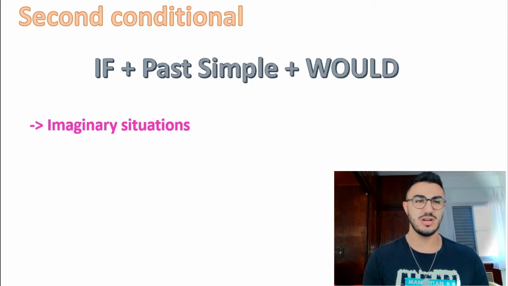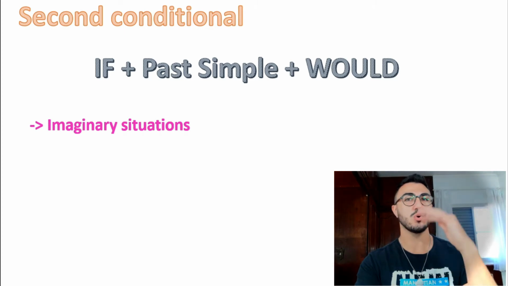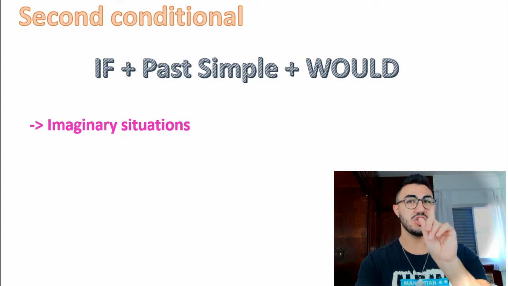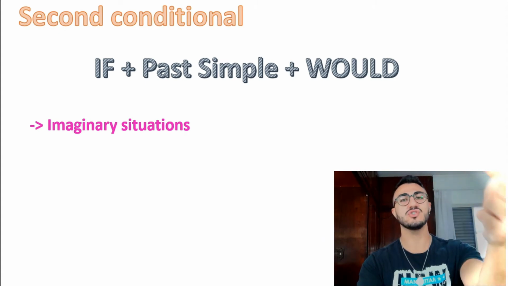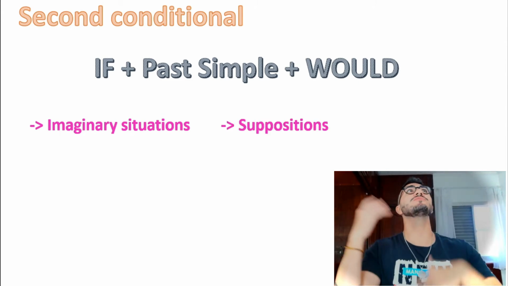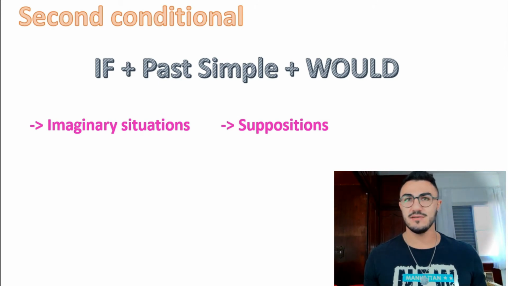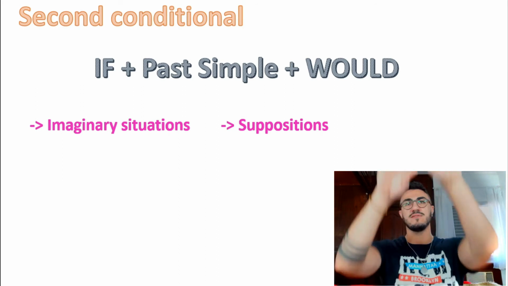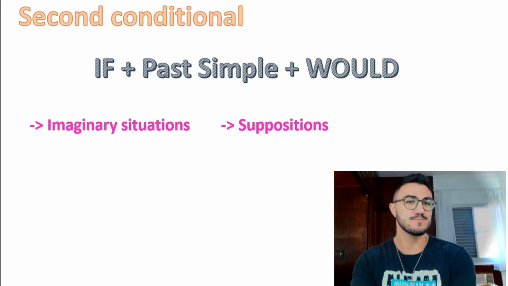For imaginary situations. Imaginary situations, it means in the present or future. Okay, not imaginary situations in the past. Only in the future or present. Okay? Or suppositions. I'm supposing something. It might be real or unreal. It doesn't matter. For example, if I had superpowers, I would fly. Okay? So this is impossible. But that's a supposition. Let's see some examples here.